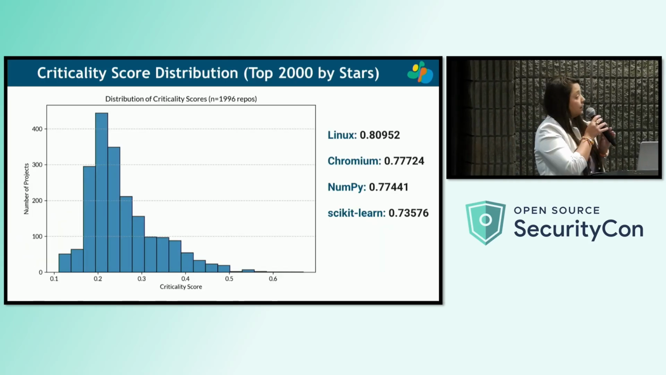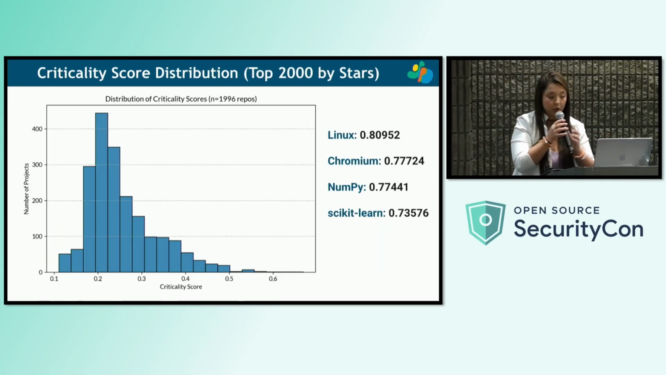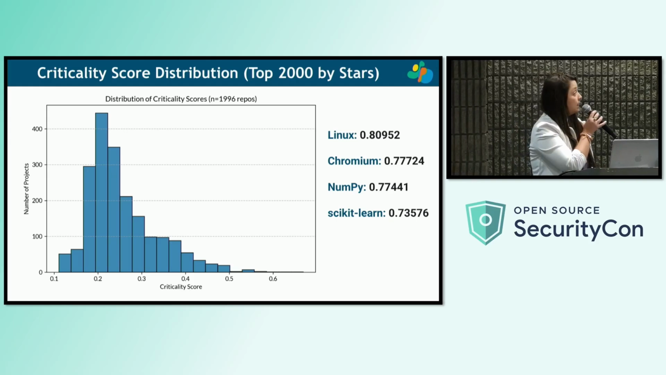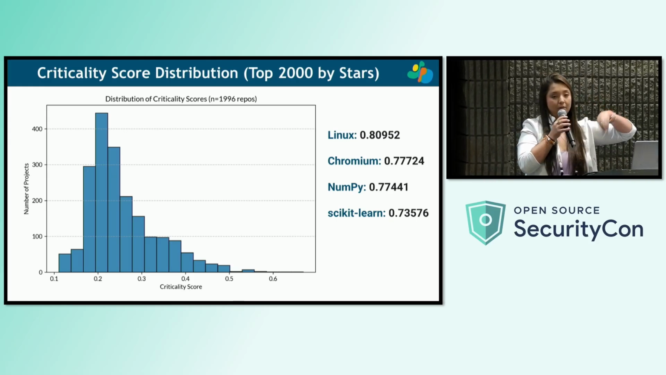If we look at the criticality score distribution for some of the projects of the UC system, what I did is I took the top 2,000 by stars.